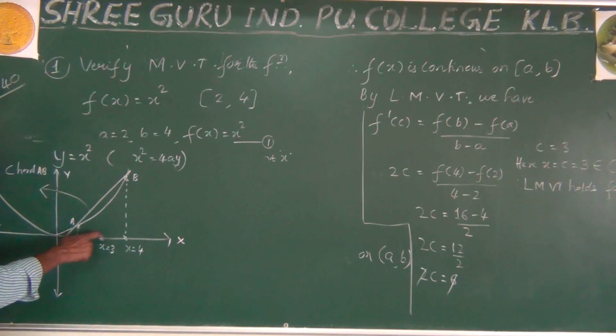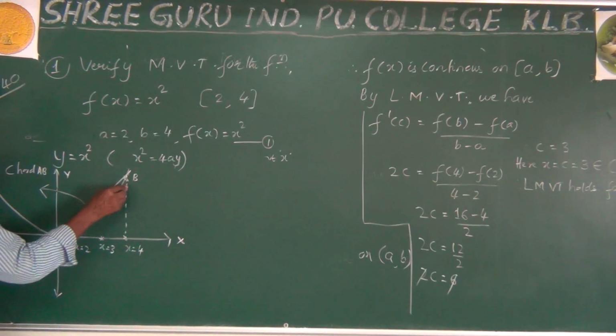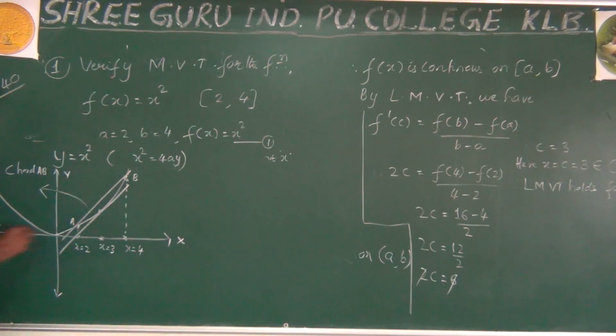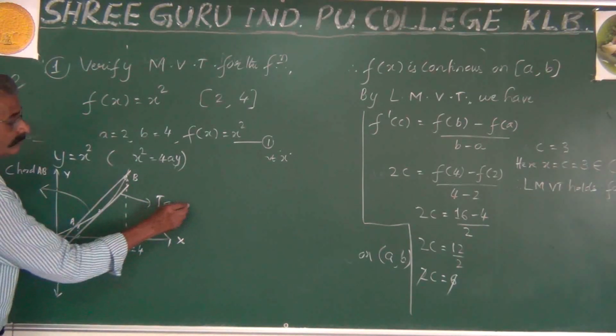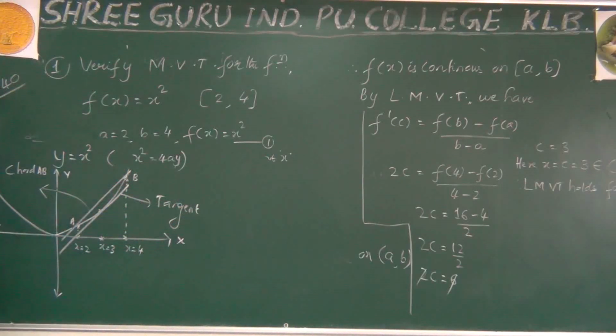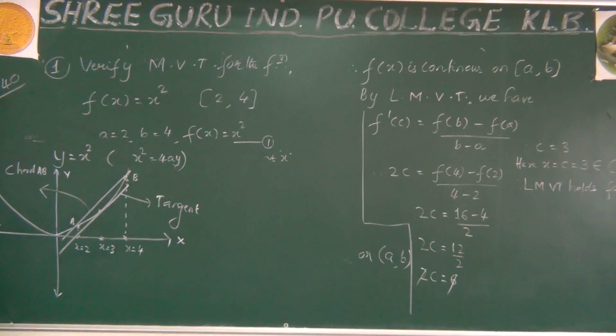That means the corresponding point here has x equal to 3. At this point, you draw the tangent. That tangent will be certainly parallel to that chord. This is tangent. This is chord. What you can observe? You can observe that tangent and chord are parallel. They have to be parallel because our function satisfies Lagrange's mean value theorem at point x equal to 3.